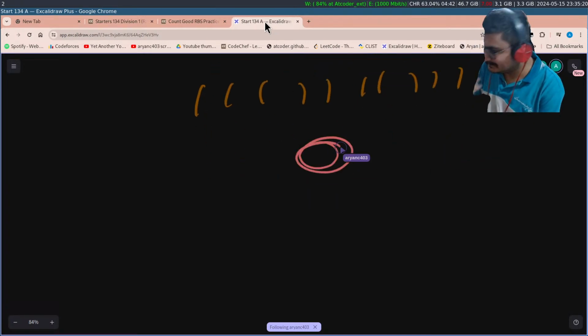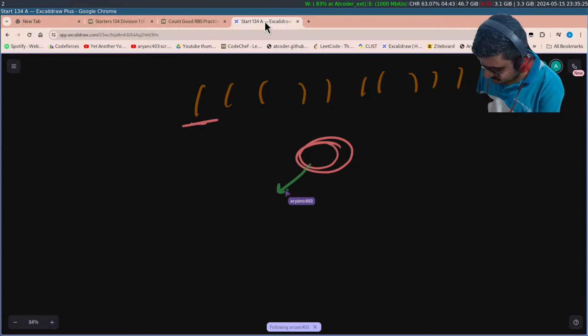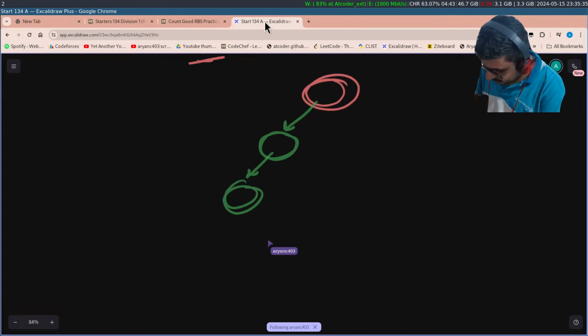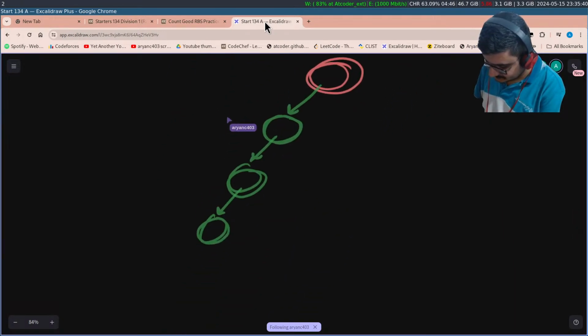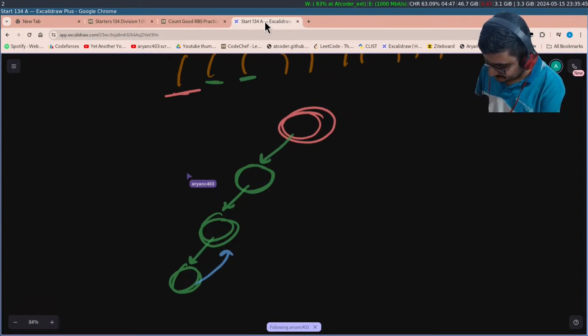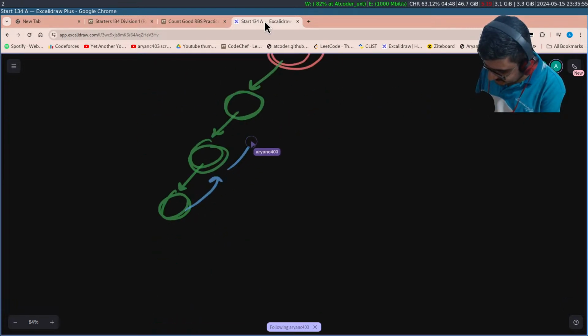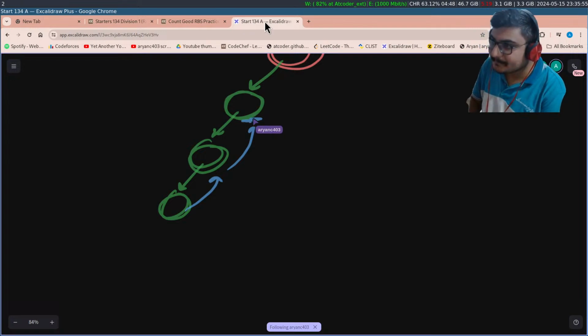So we have some root node. Now there is an opening bracket, so we move to one of the children here. There is an opening bracket again, so we move to a child again. There is an opening bracket again, so we create a new node and move to it. Now there is a closing bracket, so we move back to the parent. There is a closing bracket again, so we move back to the parent again. We are here now.